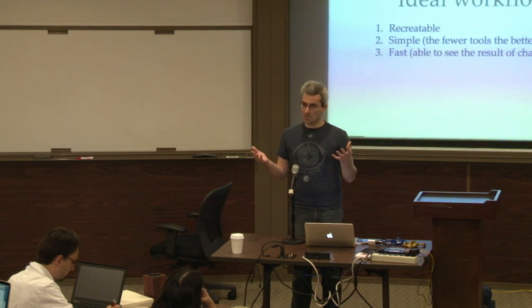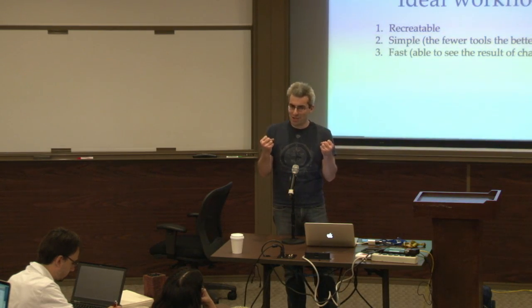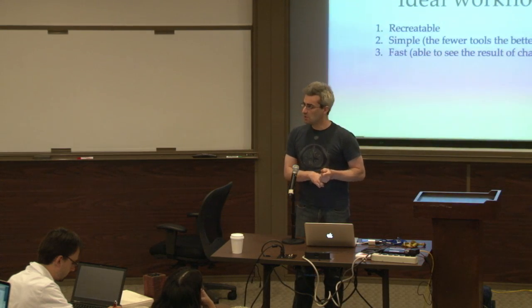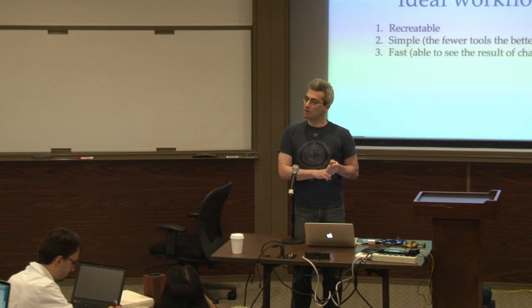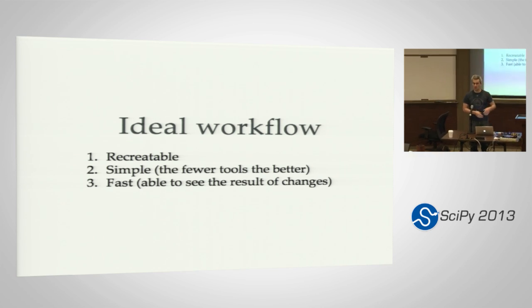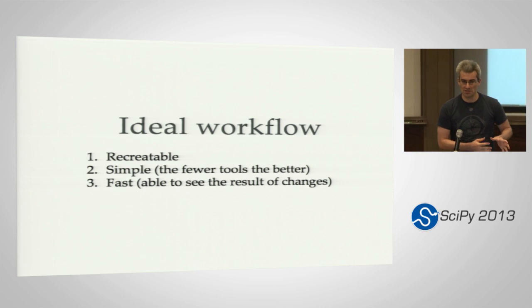So if we think about the ideal case, what would be the best way to do this? You'd want something that's recreatable, but that's also simple. If you're going to make an artifact, you're more than likely going to be under a deadline, and so you don't want to have to learn a new tool. And you want it to be fast, because if you are going to make some iterative changes, you want to see the effect of those changes right away, rather than having to do a bunch of stuff and then see the changes later.